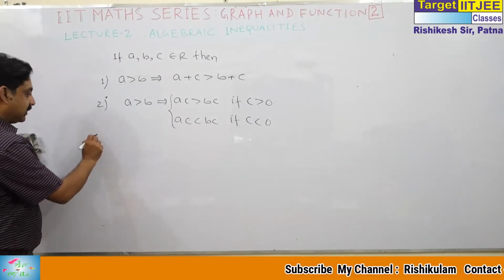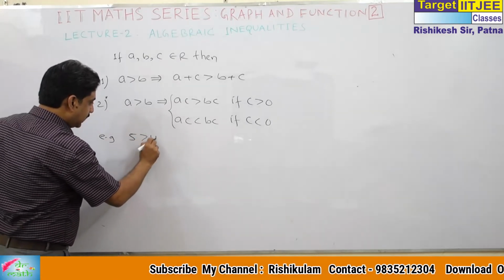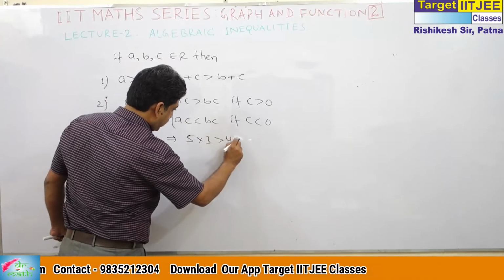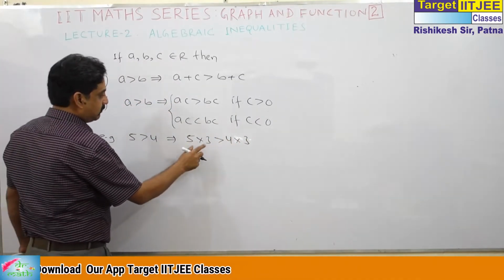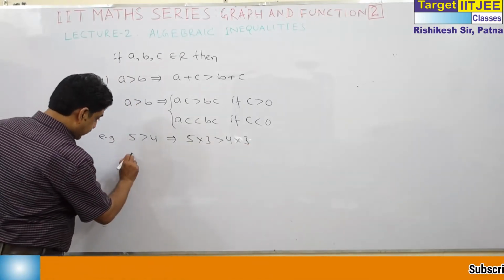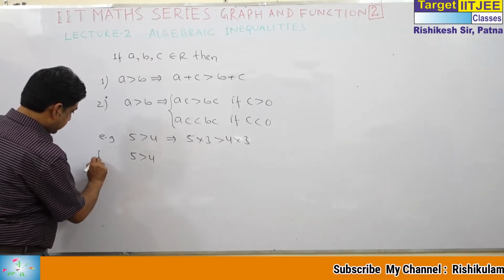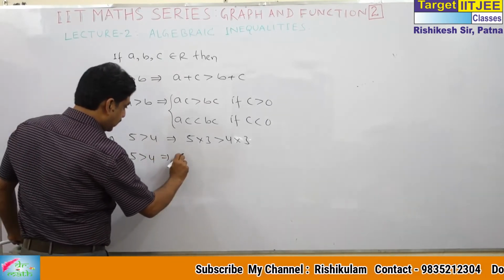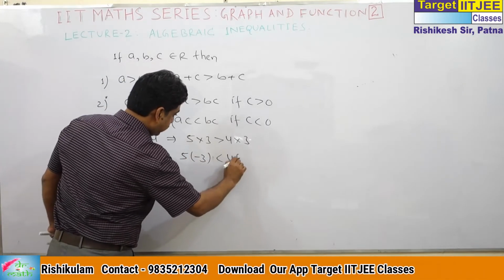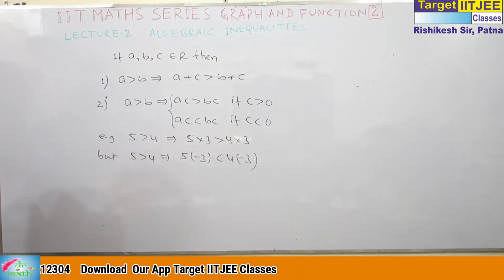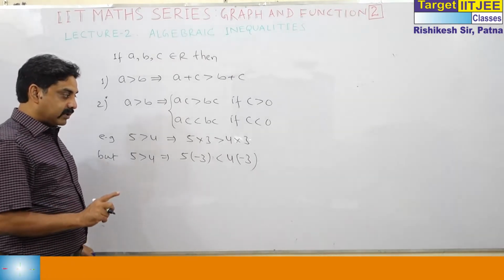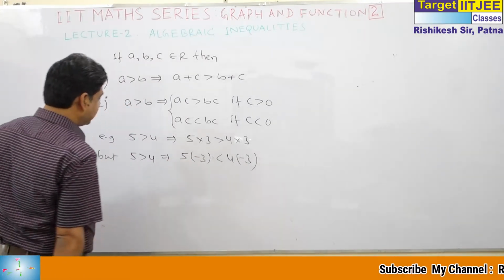For example, 5 is greater than 4 implies 5 into 3 is greater than 4 into 3, because we multiplied by a positive number: this is 15 and this is 12. But if we write 5 greater than 4 implies 5 into minus 3 is less than 4 into minus 3. It doesn't matter whether these numbers are positive or negative. Only the number by which we are multiplying is important.